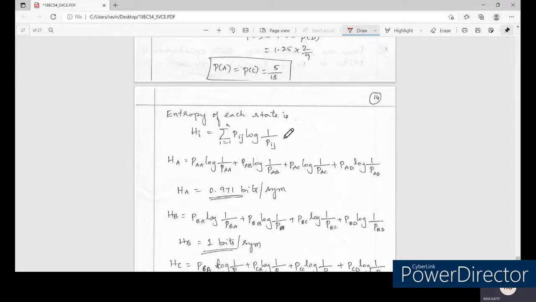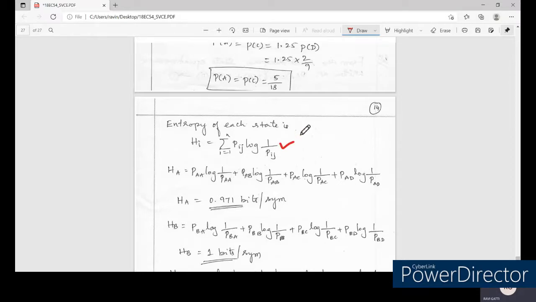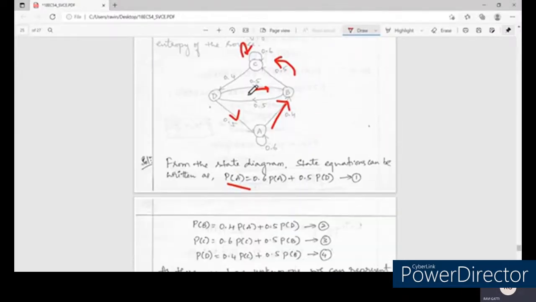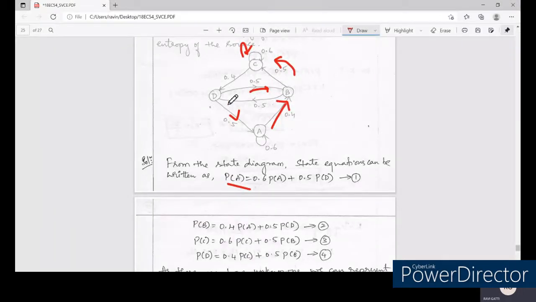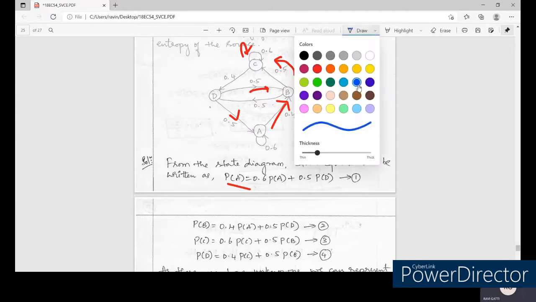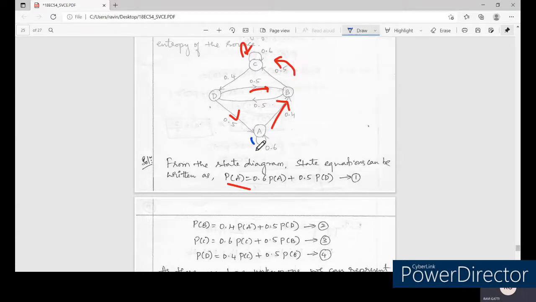Then it is necessary for us to calculate the entropy of each state. As I said, if you want to calculate the entropy of each state, then we need to consider the outgoing branches. For example, if you consider this P of A, these are the outgoing branches we need to consider, emitting from the state A. Similarly for the state D, the outgoing branches are 0.5 and 0.5. So these are the outgoing branches we need to consider.